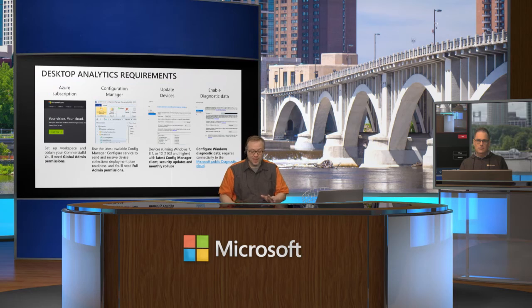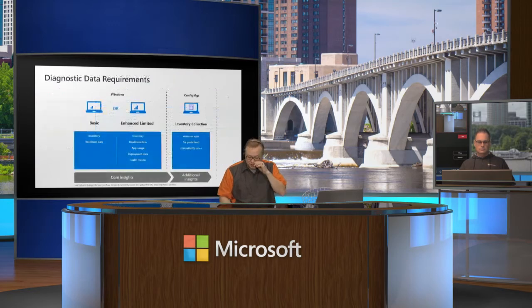So what's our requirement? You got to have an Azure subscription for the Desktop Analytics stuff, right? In order to do all this, you got to have Configuration Manager, the on-prem legacy version, 1910. 1910. Right. And so you're going to put it into hybrid. You need to have Windows 7, Windows 8.1, Windows 10 1703 or higher with the latest Config Manager client on them, right? And you have to have enabled Windows diagnostic data. And there's the link out there in the documentation to all of the disclosure capabilities on top of it.